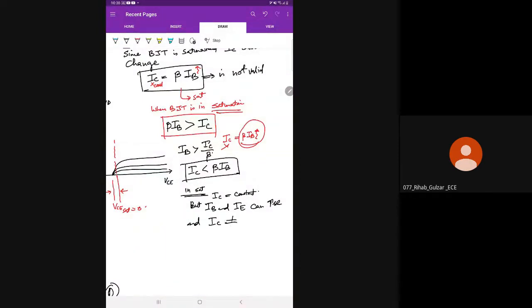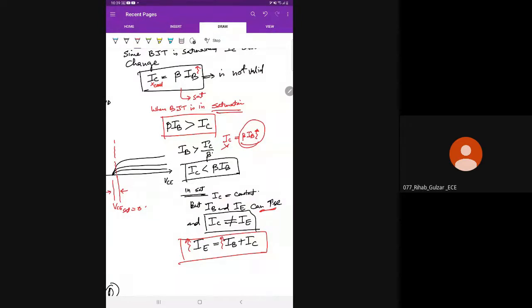And in saturation, please note it down, IC is not equal to IE. जो हम हमेशा कहते थे that IC is nearly equal to IE. Saturation में IC is not equal to IE. But this relationship is still valid: IE is still equal to IB plus IC. It means that when IB is increasing, it is basically increasing IE here. Okay, that is why I say that IB and IE can increase in saturation.